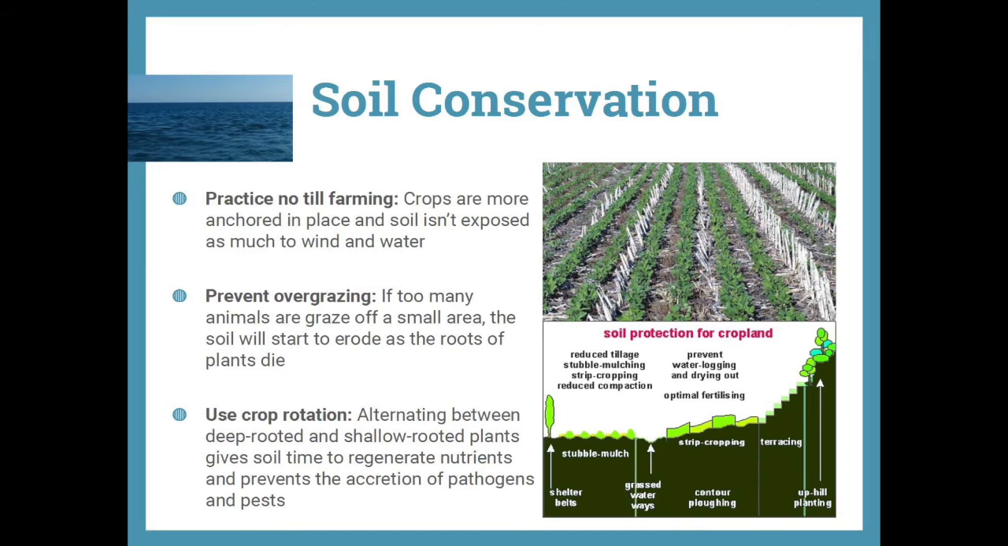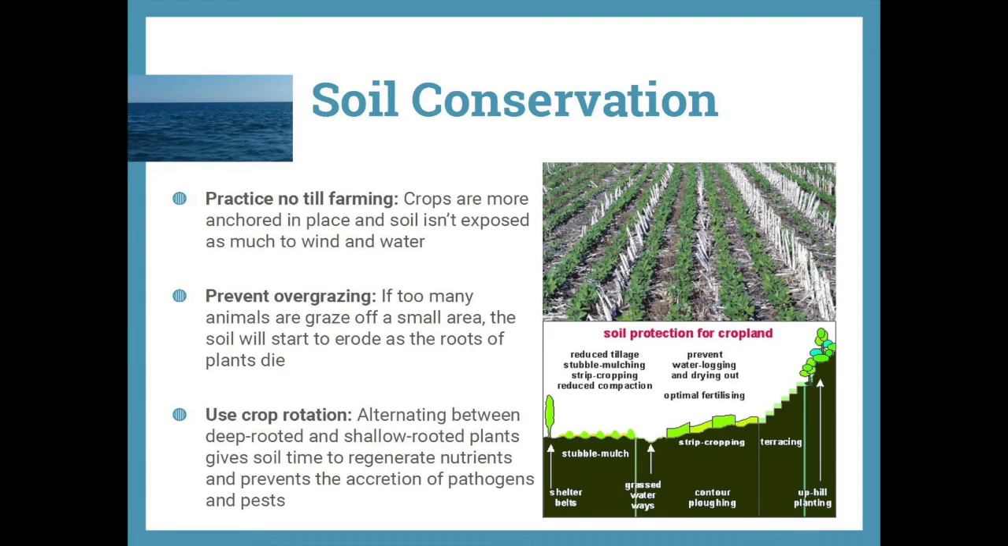And now there are several ways to conserve soil. There are several ways to make it last longer. People can try no-till farming, which means that you don't uproot the ground every single time you put a new round of crops in. Crops are more anchored in place and the soil isn't exposed to as much wind and water, which means it wouldn't be able to erode as much.